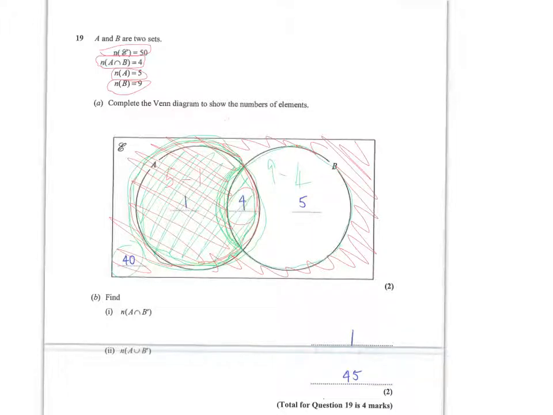So I can be in A, or not in B. So the bits I've shaded there are 40 plus 1 plus 4, 45.